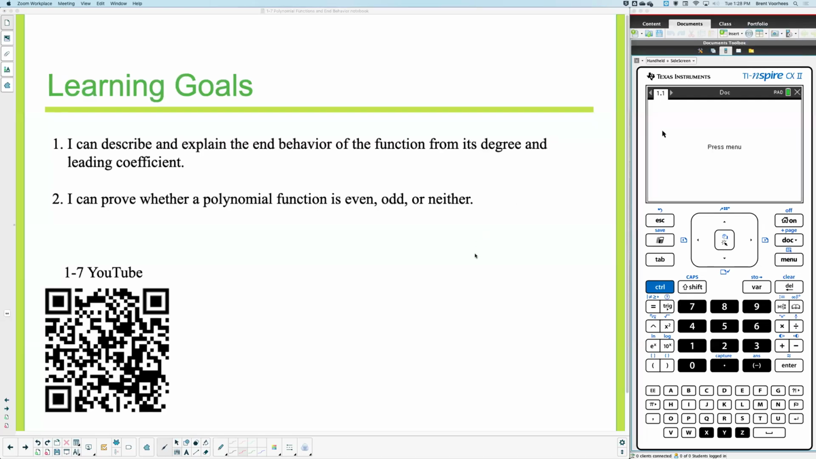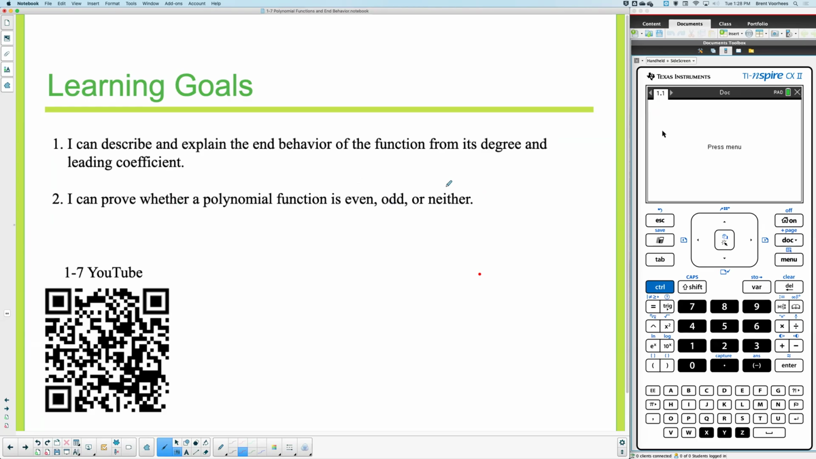All right, lesson 1-7. We have two learning objectives today. Today we're going to learn about two things. I'm going to actually go out of order here. Learning goal number 2 is that I can prove whether a polynomial is even, odd, or neither. We're going to start there.